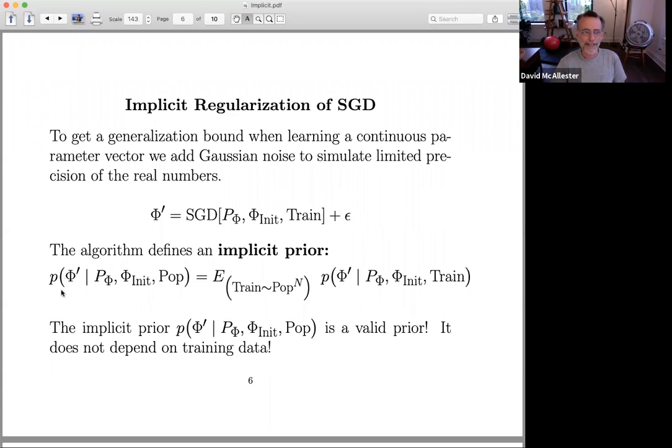And the point is that this distribution is defined independent of any particular training data. So it's impossible that this distribution is fit to any particular training data. It's fit to the population distribution, but that's okay. And it turns out that this is a perfectly legal prior in the Pac-Bayesian guarantee. So this is an implicit prior. It's defined by the algorithm.